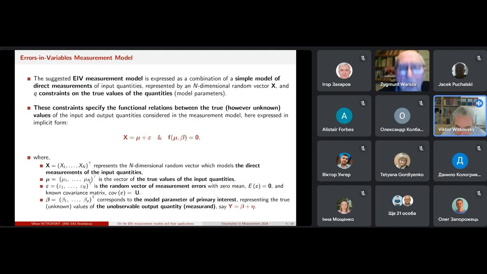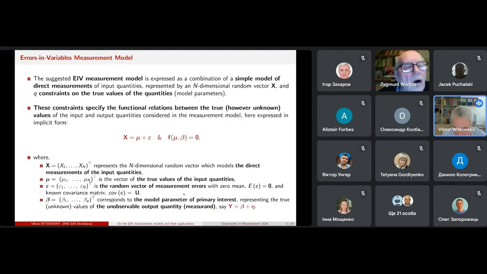Plus, there are other parameters beta which interconnect those true values, and those restrictions are expressed in the following form as an implicit equation. Capital F means a Q-dimensional vector of outputs, and the inputs are mu, the true values of measured input quantities, and beta are other parameters which are true values of our measurement.